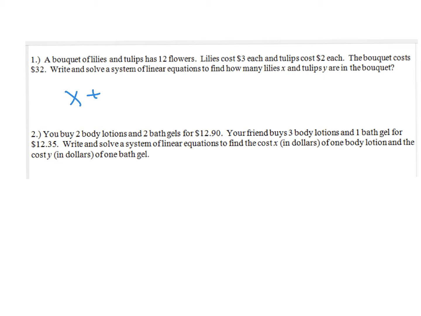So lilies plus tulips equals 12. Lilies are $3, tulips are $2, and the whole bouquet is $32.